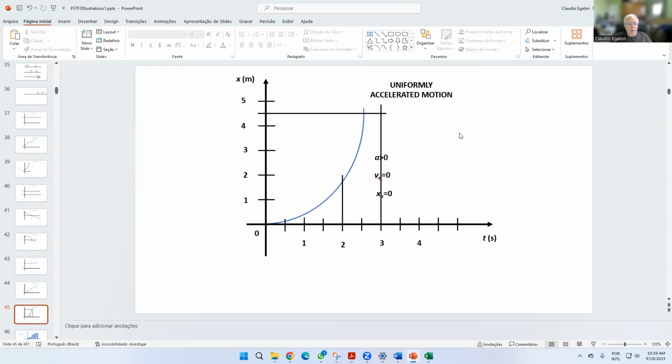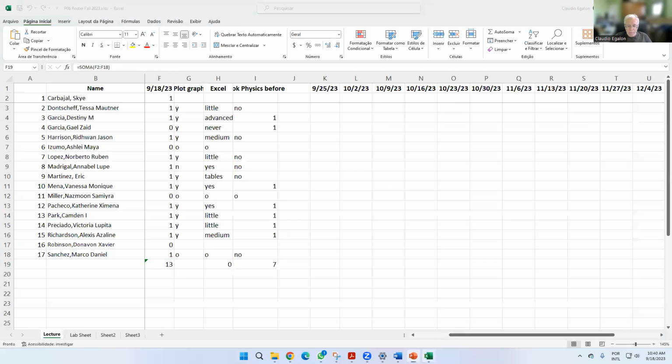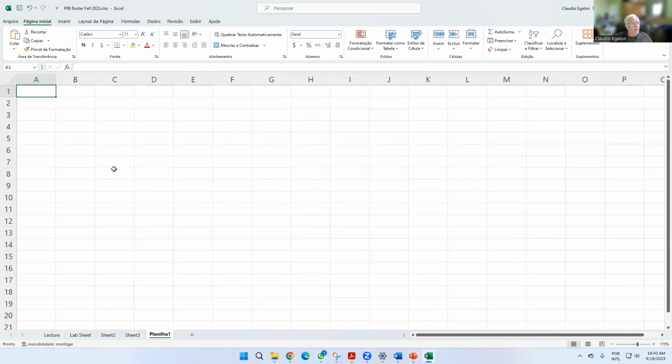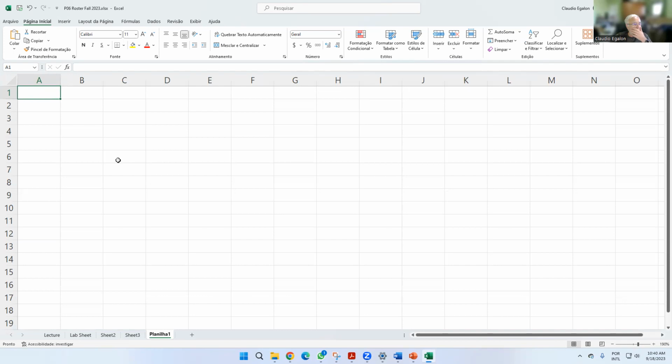Let's do it in Excel. Let's do it in Excel, right? Right in here. Okay, bye-bye. One more. I'm going to zoom in. I'm going to put it here: A, meters per second squared, V naught, meters per second, X naught, meters.